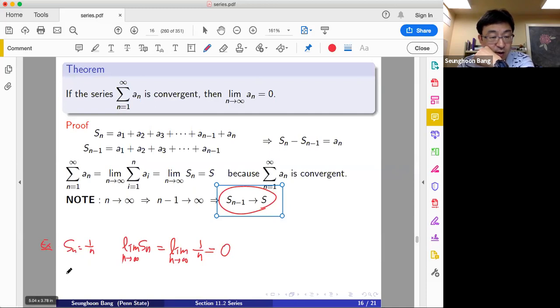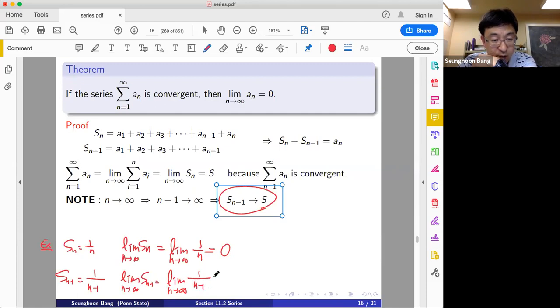You're right. We think about S_{n-1}. You can replace n by n minus 1. So think about the limit as n approaches infinity of S_{n-1}. It's a limit as n approaches positive infinity. What's that? 1 over n minus 1. What is the answer? 0. Always the same number. The limit value doesn't change.